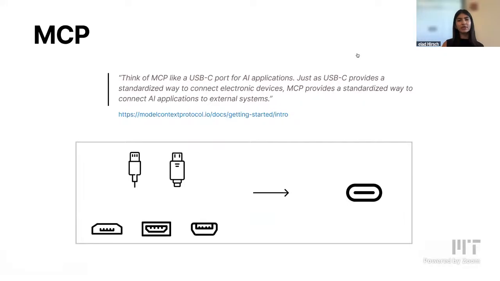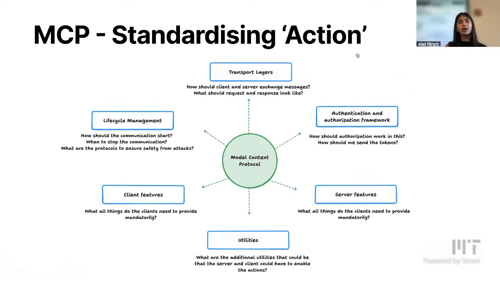You can think of it as a USB-C port for AI applications. Before USB, people had a lot of problems connecting to different kinds of monitors or screens. But now they have this very cool application where I can just plug in a USB port and it works on any kind of media. And so we are standardizing actions through these 6 key elements like transport, lifecycle management, and so on.